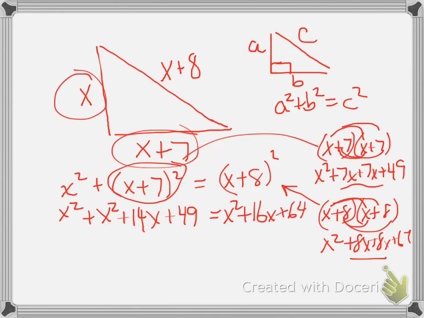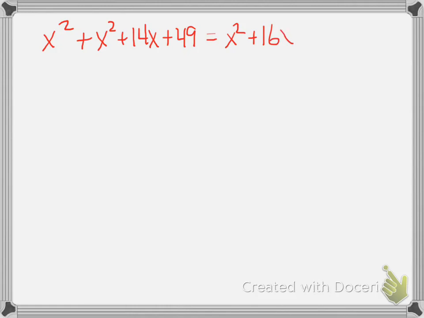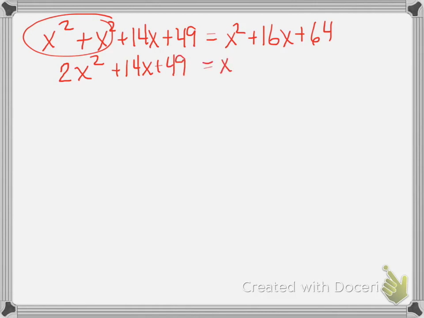Plus 64. I'm going to rewrite this on the next page. So I have x squared plus x squared plus 14x plus 49 equals x squared plus 16x plus 64. Now if I want to know what x is, because this is a quadratic, I'm going to have to factor it. So I'm going to set it all equal to 0. These two can combine and give me 2x squared plus 14x plus 49. I still have this side.